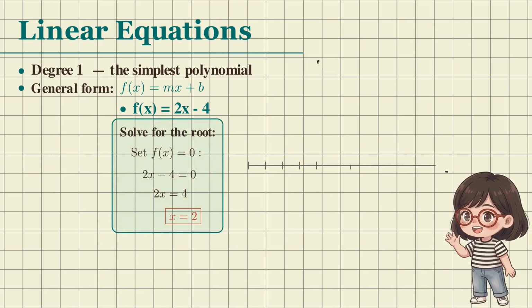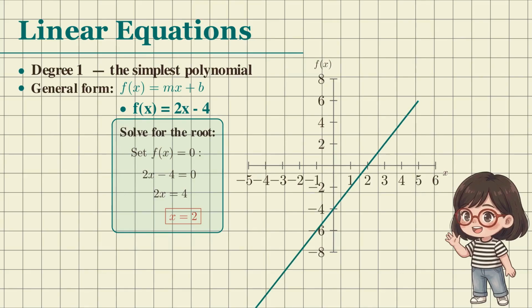Look at the graph. The straight line crosses the x-axis exactly at x equals 2. One equation, one crossing, one root. The line crosses the x-axis at x equals 2.